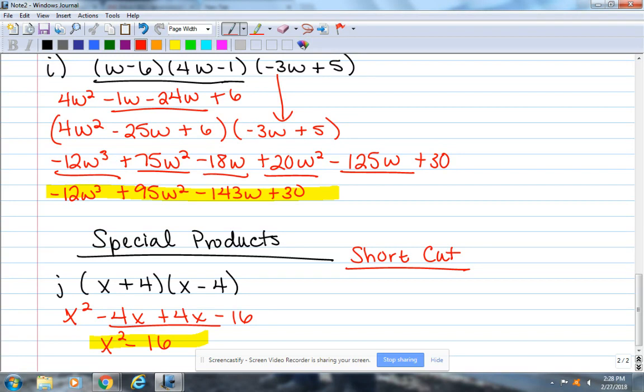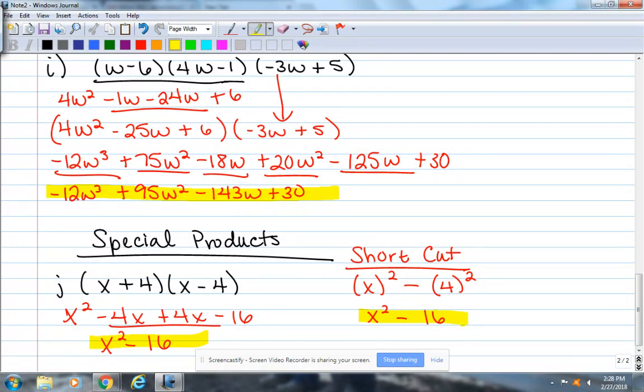Take your first term, square it. Stick a minus because it's called a difference of squares, and difference means subtract. Take your last term and square it, and then work it out. What's x squared? Minus what's 4 squared? Same answer, right?